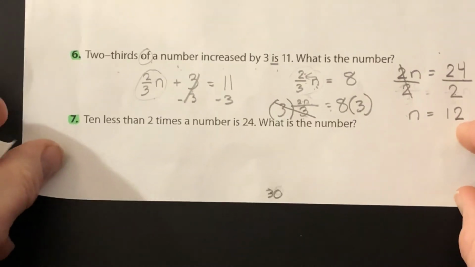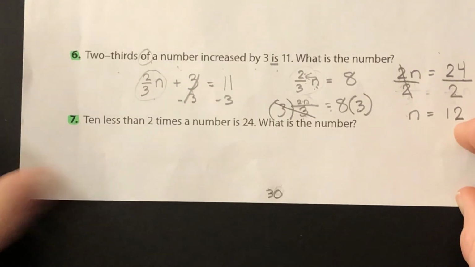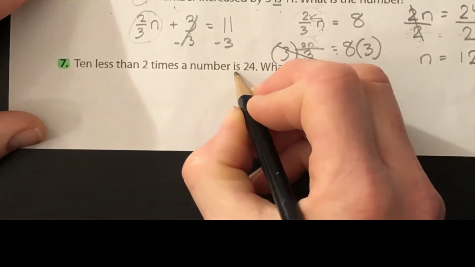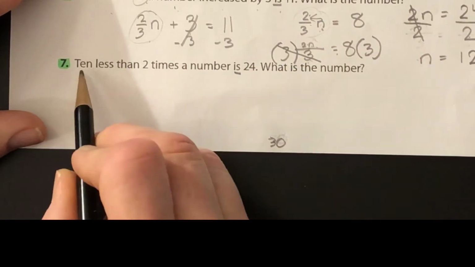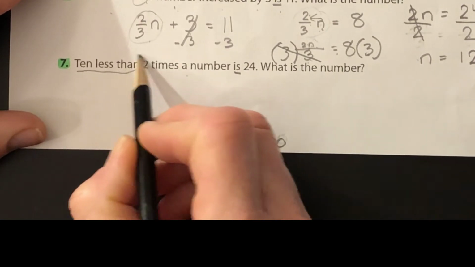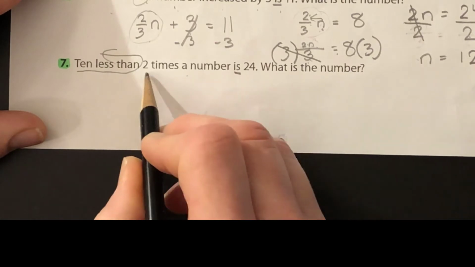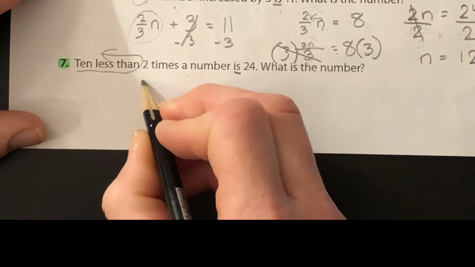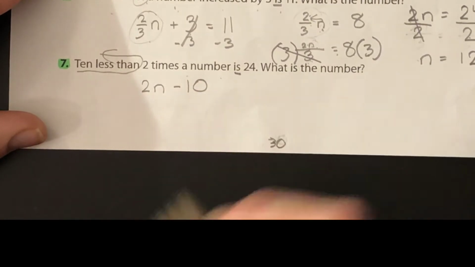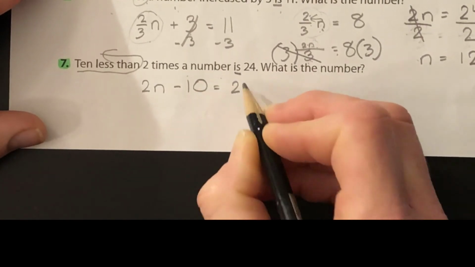Number 7. 10 less than 2 times a number is 24. Here's my is. 10 less than 2 times a number. Okay, less than changes the order. So 2 times a number less 10 is 24.